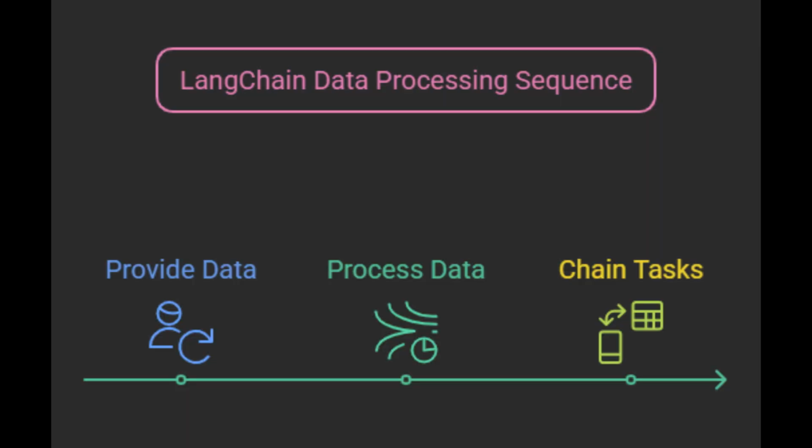Here's how it works. You provide the LLM with your data. LangChain helps the LLM understand and process that data. You can chain multiple tasks together, like querying a database, summarizing text, or even generating code.